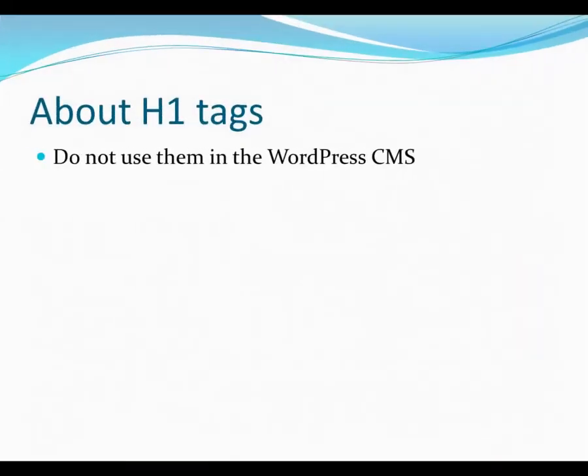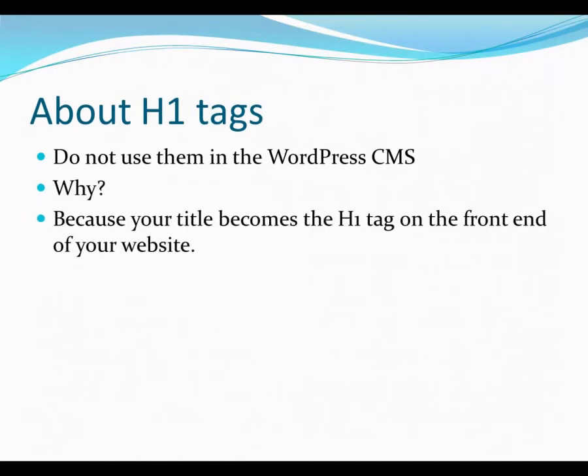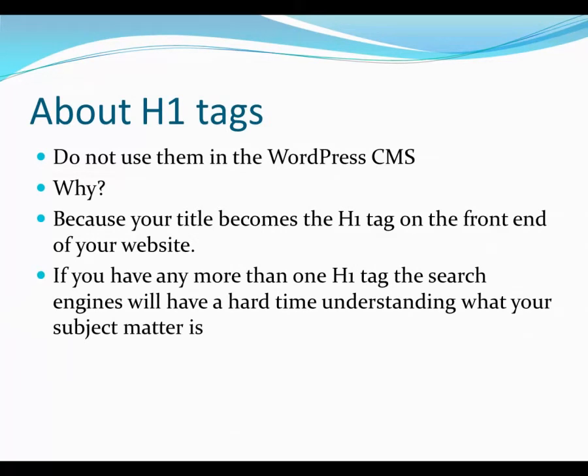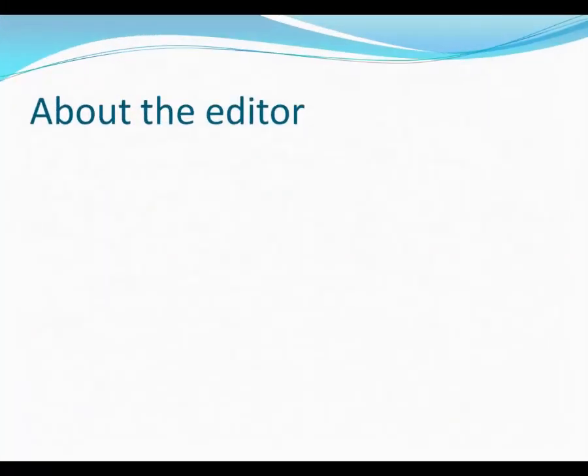Okay? About the H1 tags. We do not want to use them in the WordPress content management system. Why? Well, I kind of described this: the title comes in the form of an H1 tag in the front end of your website. So if you have any more than one H1 tag, the search engines will have a hard time understanding what your subject matter is. If you have an H1 tag and then right underneath that you have another H1 tag, it's going to be like, what the heck is this article about, right? You can't have two titles, one right after another.